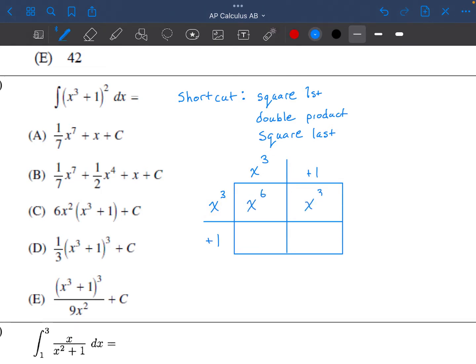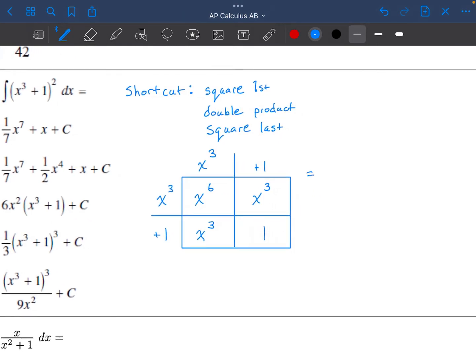This is going to be x to the power of 3, x to the power of 3, and this is going to be 1. Adding up all of that area leaves us with x to the power of 6 plus 2x to the power of 3 plus 1, and you'll see that the shortcut did work, because if we square the first, that's this thing squared, which is x to the power of 6.